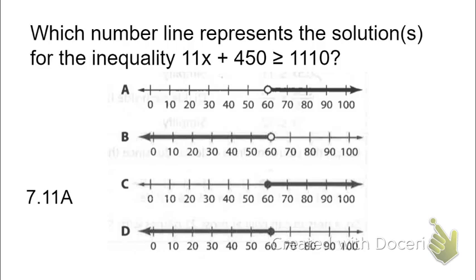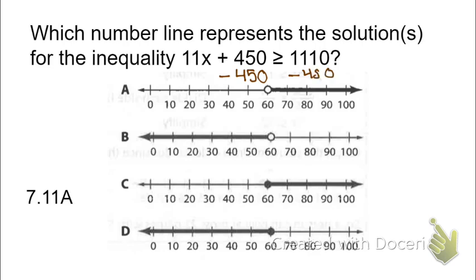So step one is you do have to solve the inequality before you can figure out the solution on the number line. So the inequality is 11x plus 450 is greater than or equal to 1,110. So we're going to go ahead and inverse first the addition by subtracting 450 from both sides, and that gives us 660.